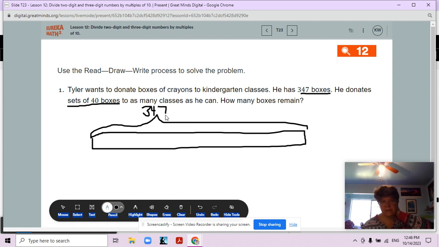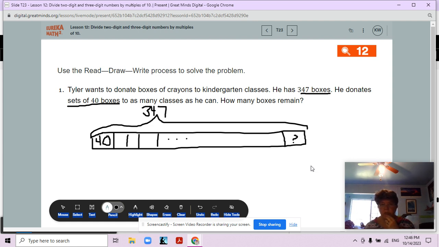347 boxes. And he's donating them in groups of 40 boxes. So each class is getting 40 boxes. That's really nice. And we don't know how many groups of 40. So that would be our unknown, how many groups of 40 we're going to get there, right? Okay. So there's what our problem looks like.